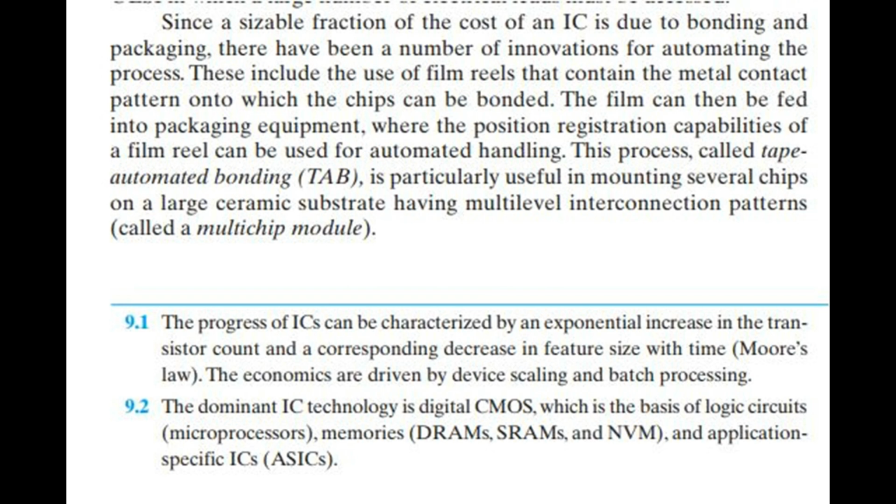Summary. 9.1 The progress of integrated circuits can be characterized by an exponential increase in the transistor count and a corresponding decrease in feature size with time, Moore's law. The economics are driven by device scaling and batch processing. 9.2 The dominant integrated circuit technology is digital complementary metal oxide semiconductor, which is the basis of logic circuits, microprocessors, memories, dynamic random access memories, static random access memories, and NVM, and application-specific integrated circuits, ASICs.